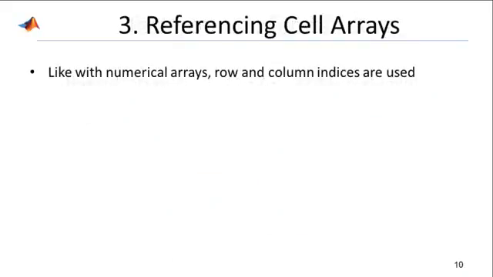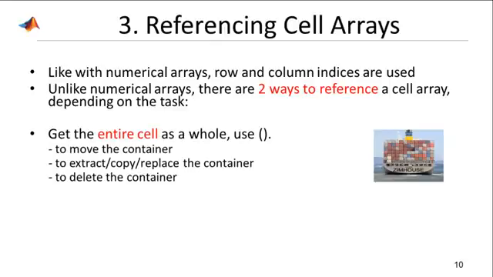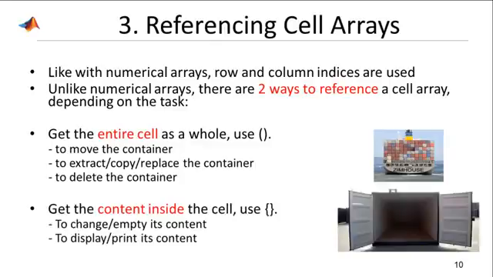How about referencing? Like with numerical arrays, row and column indices are used. But unlike numerical arrays, there are two ways to reference a cell array. You have to think about the container or the content. If we want the actual container, so maybe to move it, to copy it, to replace it, or even to delete it, then we need to use regular parentheses. But sometimes, we might need to access the content. And in this case, we will need to use the braces. Maybe we want to change or empty its content, or display and print, more likely.